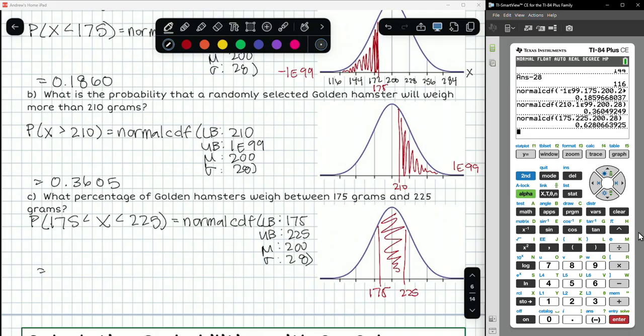And we get 0.6281, which is just a little bit under 68%, which is exactly what the empirical rule tells us.